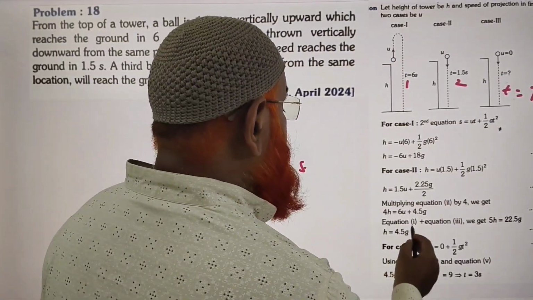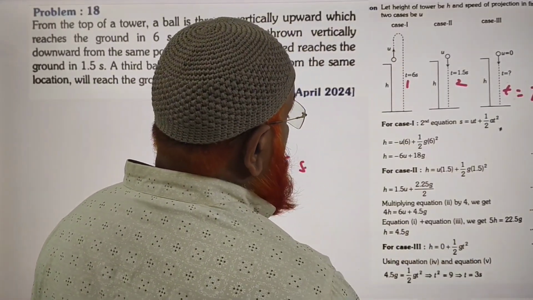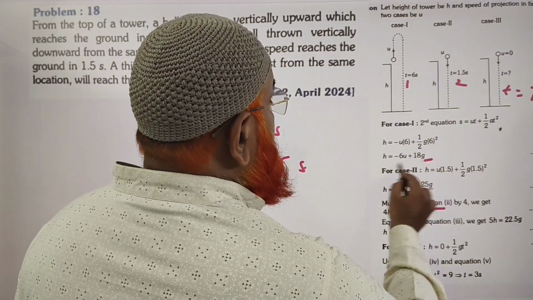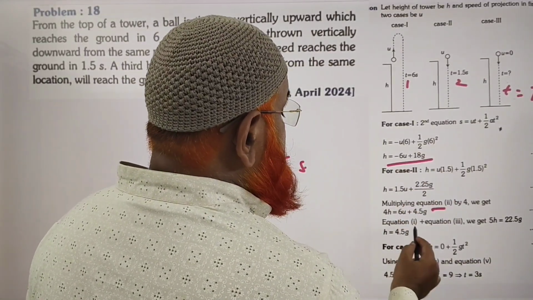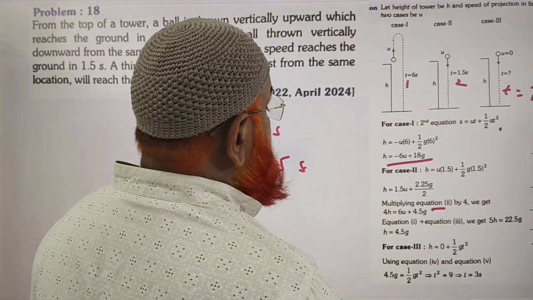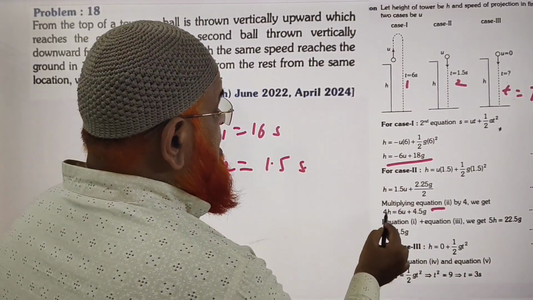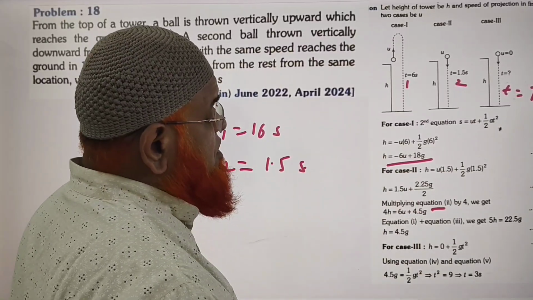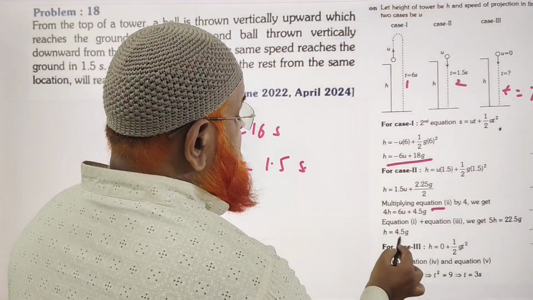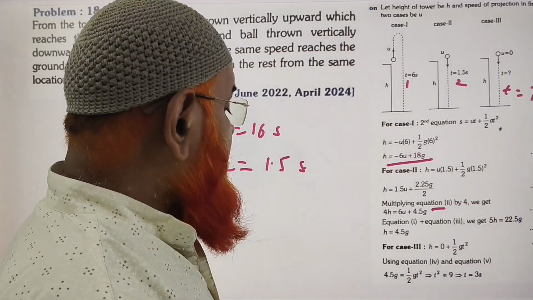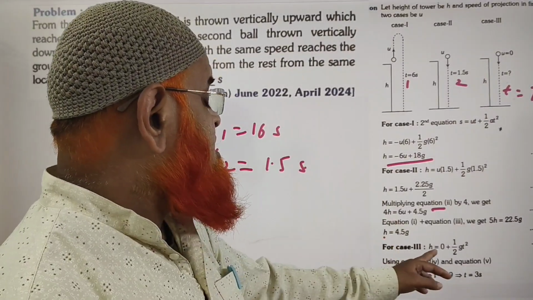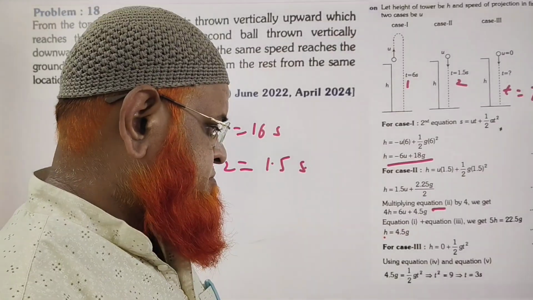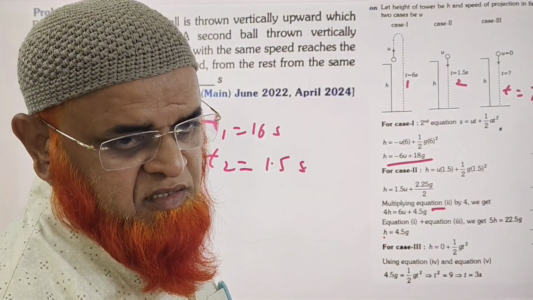So what happens now? Equation 1 plus equation 2. Here you multiplied with 4, so you get this equation. Equation 1 and equation 2, just add them. Why are you multiplying with 4? So that this u can be eliminated. You have to add them. Then what happens? H is equal to 4.5 g. And third case, H we got, no? Third case, H is equal to half g t square. So t is equal to square root of 2H by g. T we got 3 seconds.